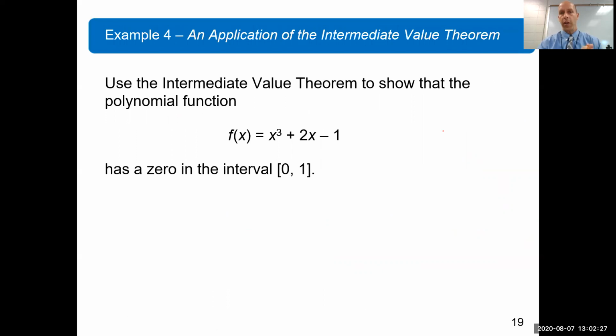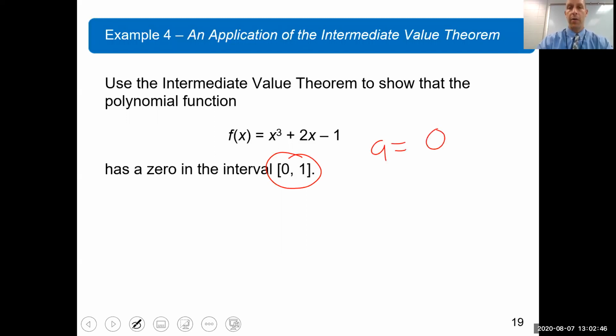Thank you. Okay, so we're going to do the intermediate value theorem for this function here, which is x to the third plus 2x minus 1. And we're going to say that it has a 0 in the interval from 0 to 1. So the interval we're looking at here is 0 to 1. That tells us that a is 0 and b is 1.